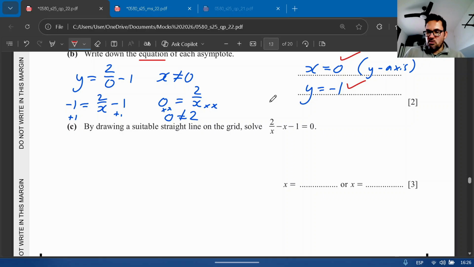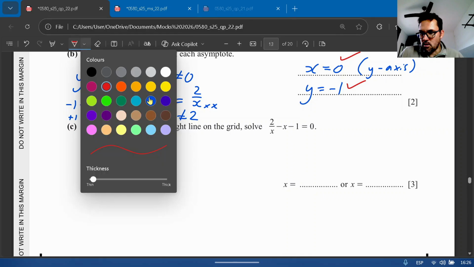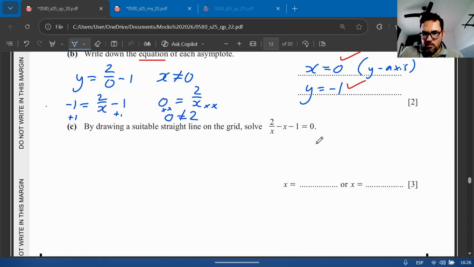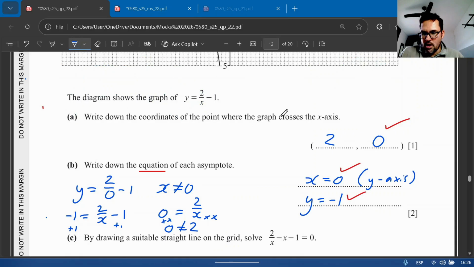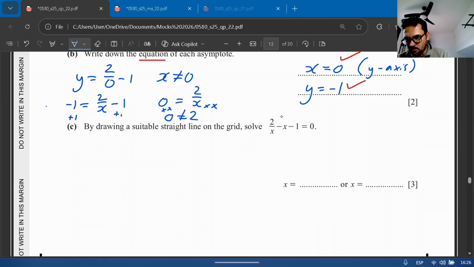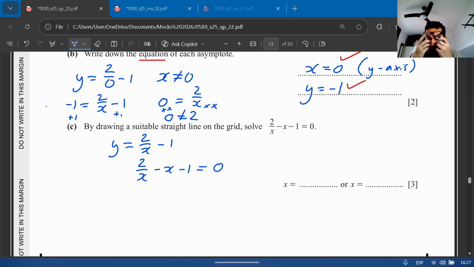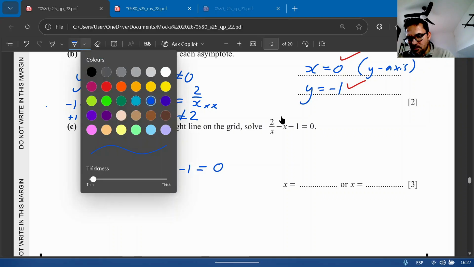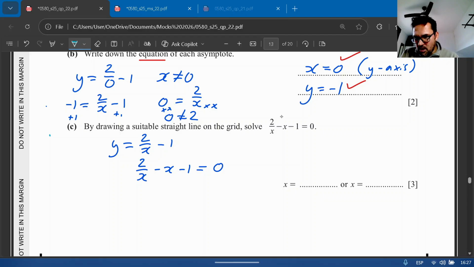Okay, by drawing a suitable straight line on the grid, solve. Oh my goodness. This is one of the harder ones. All right, let's see. We have to solve this. What line are we talking? Well, we got this equation, y equals 2 over x minus 1. And then they gave us this equation, which is 2 over x minus 1 equals 0. Now the question we need to ask ourselves, how do I get from this equation, which I have the graph of, to this one, which I don't have the graph of?